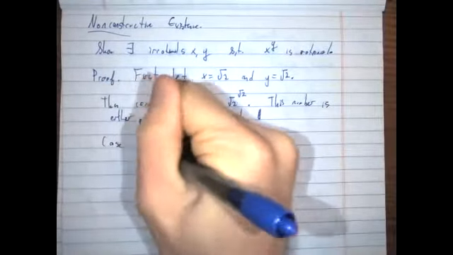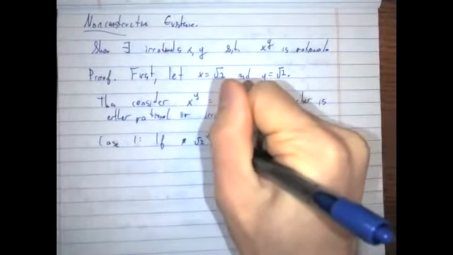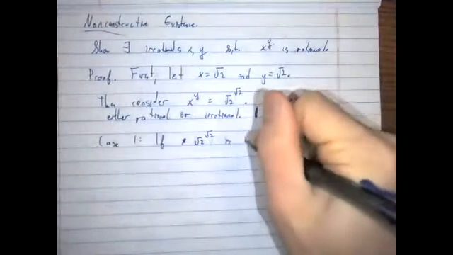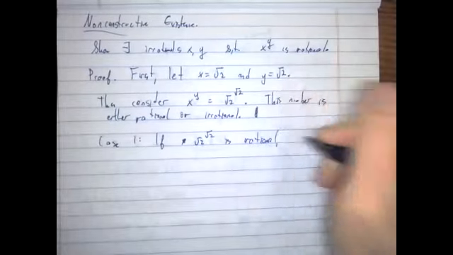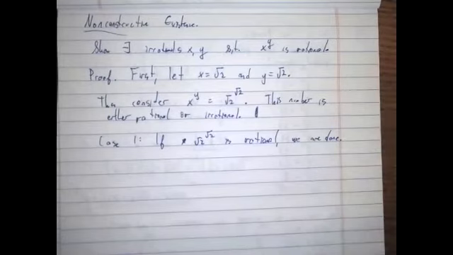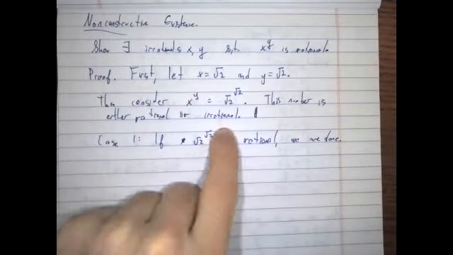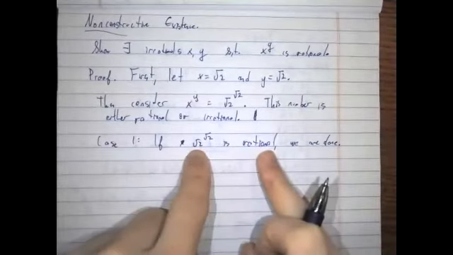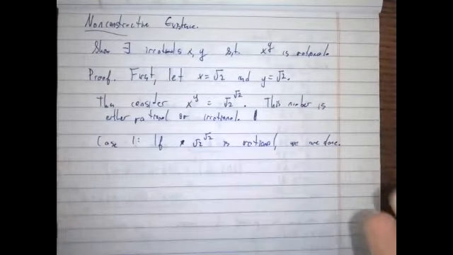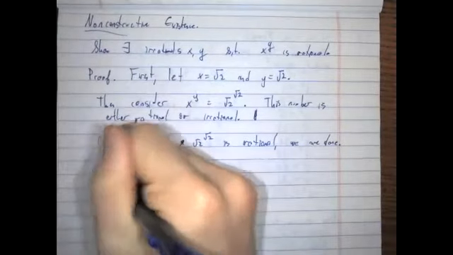Case 1. If square root of 2 to the square root of 2 is rational, we are done. Right? Because square root of 2 is irrational, square root of 2 is irrational, and in case square root of 2 to the square root of 2 is rational, then we found what we needed to find. So here's case 2.